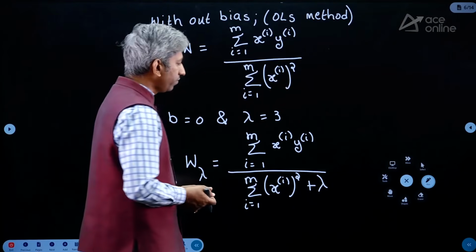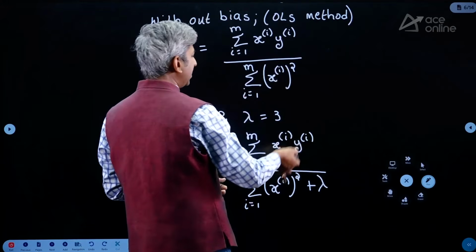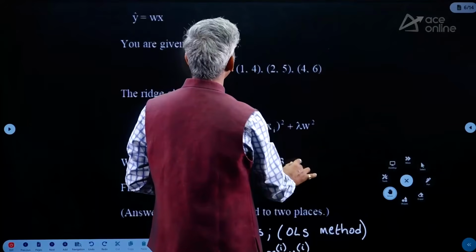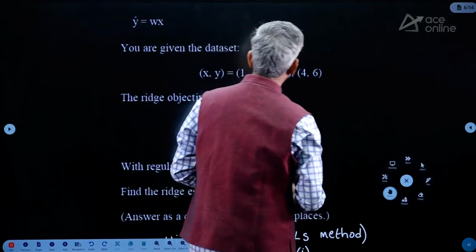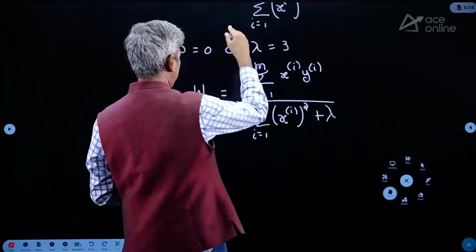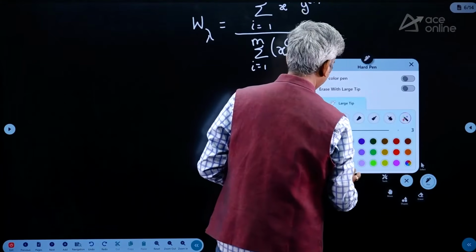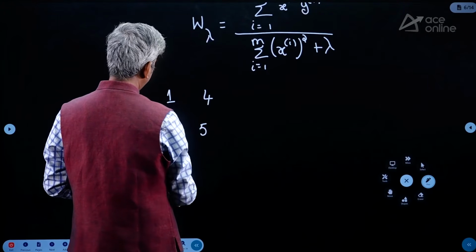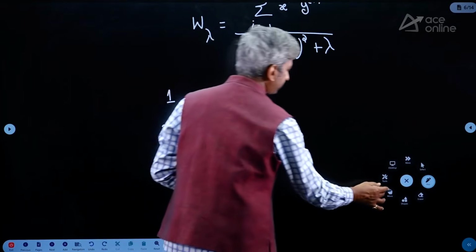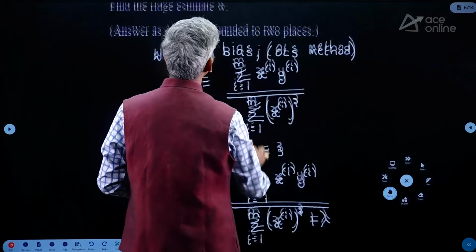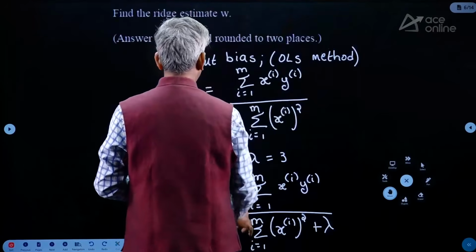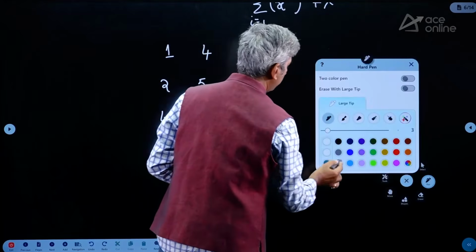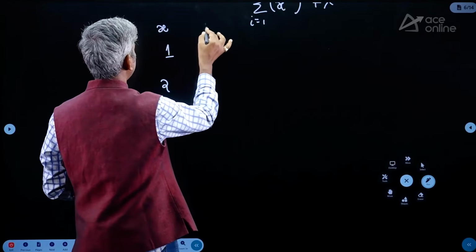Right. So now we have xi and yi values for m equal to 3 data examples given to us. Those are 1, 4, 2, 5, 4, 6. So this is x, and this is y.